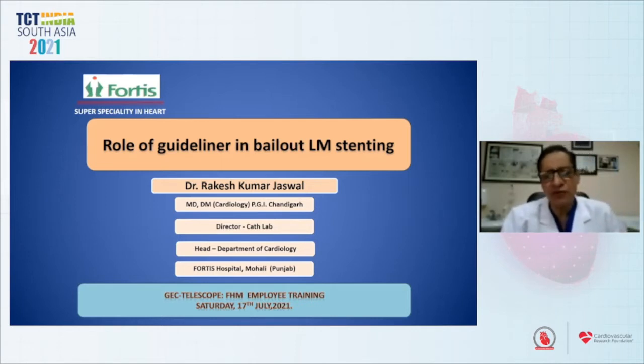and to give selective injection or even for aspiration sometimes. So common uses of guide liner we all know. I'll share with you a very rare situation where guide liner or guide extension catheter bailed me out.